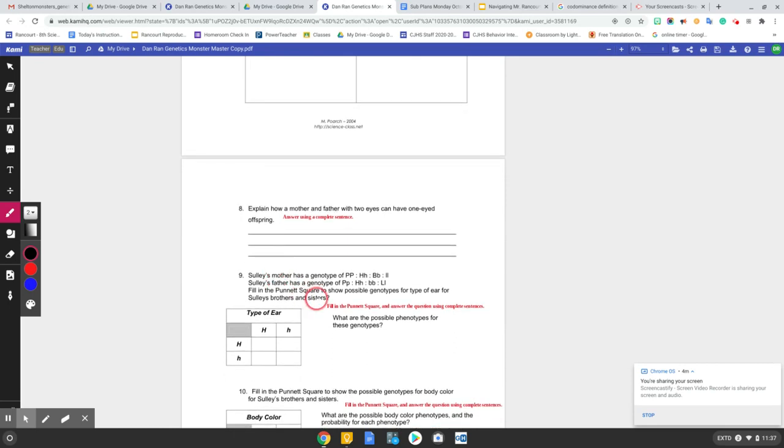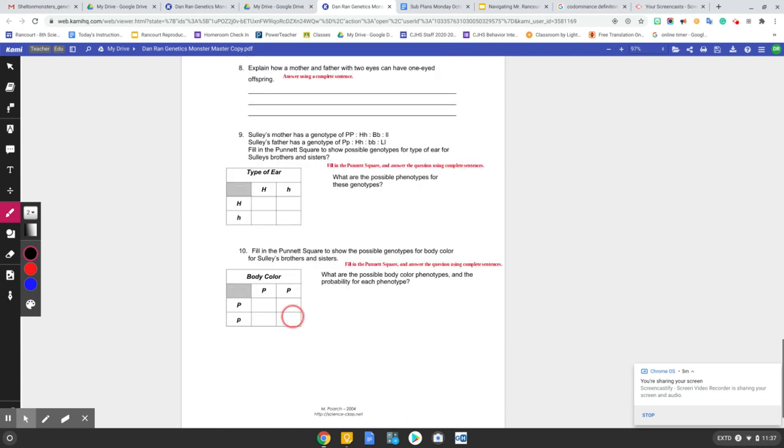Number 9 says, fill in the Punnett square. So you need to fill in the Punnett square, but then you also need to answer this question as well using a complete sentence. If you don't use a complete sentence, in other words, you don't capitalize the first letter of the first word in every sentence and put a period, I ain't grading it. Same thing with number 10.